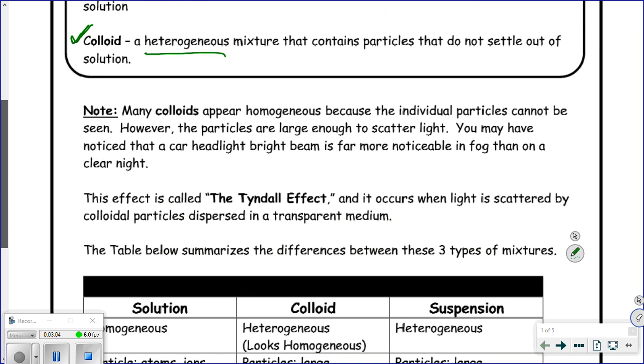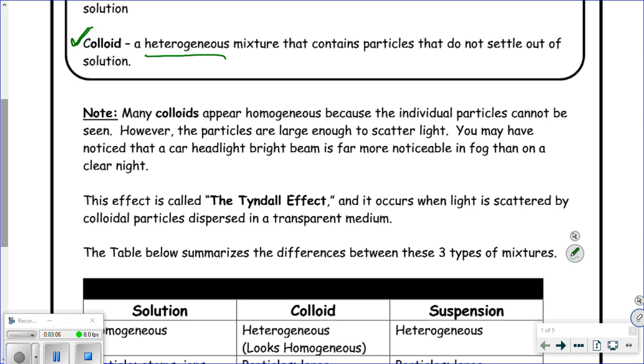So you need to know that many colloids appear homogeneous because the individual particles, you can't see them. They're not large enough for you to see. And one of those is fog. So fog is actually a heterogeneous mixture, okay? There are water particles, and colloids can do something kind of neat where the particles are large enough to scatter light.